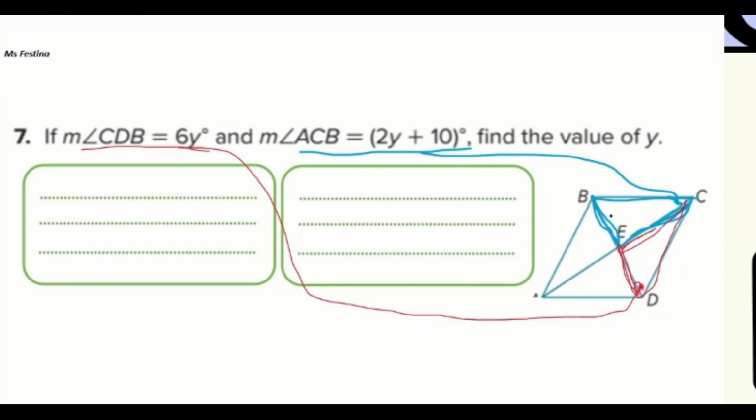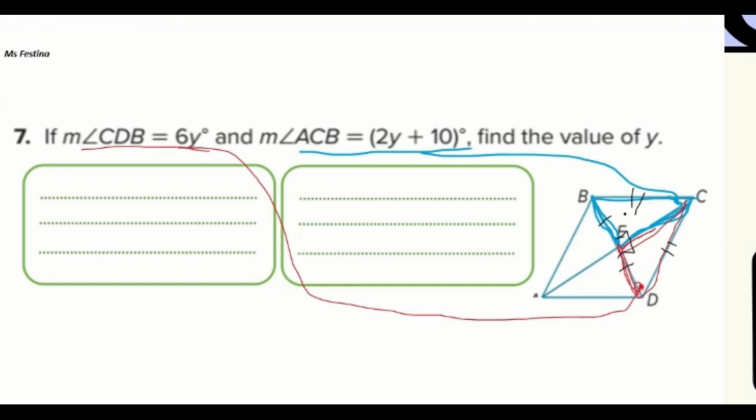What we know is that the diagonals bisect each other, so this side will be equal to this side. And we know that a rhombus is like a square, so all the sides are equal, so this right here will also be equal to this, because we are using properties of a rhombus. And then what we also know is that the diagonals bisect each other perpendicularly, so this angle will be 90 degrees, and that side will also be 90 degrees.